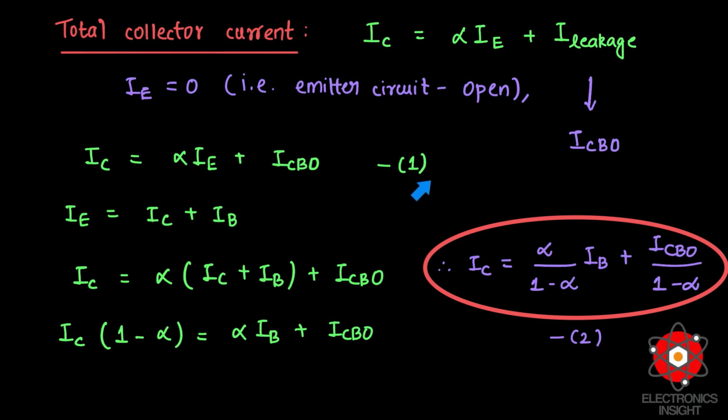Now, these two relations, which are marked as 1 and 2, can be used to find out the collector current IC. And it is also clear from these relations that the collector current of a transistor can be controlled by either the emitter current or the base current.